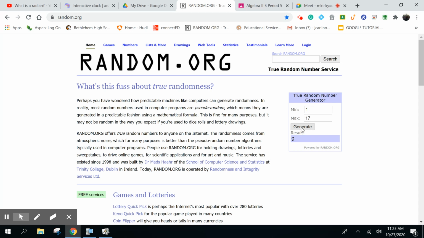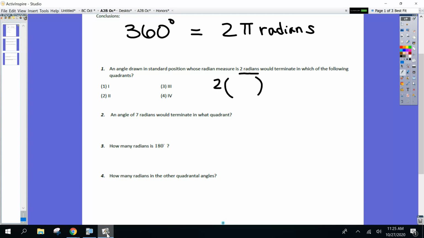Here we go. Hunter, you weren't here yesterday, but I bet you would know anyway, but I don't want to put you in that spot. Katie, here we go. What am I multiplying 2 by to turn it into degrees? 180 over pi. Good job, Katie. 180 over pi.